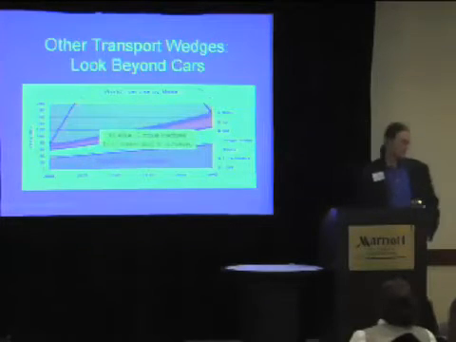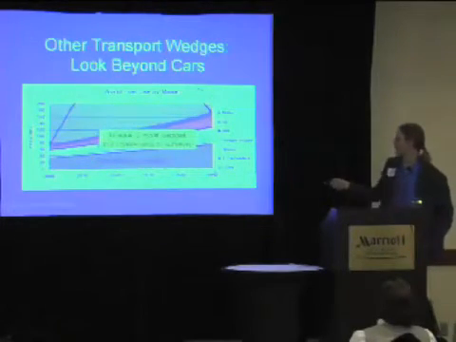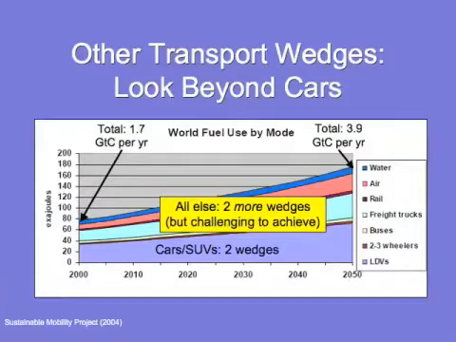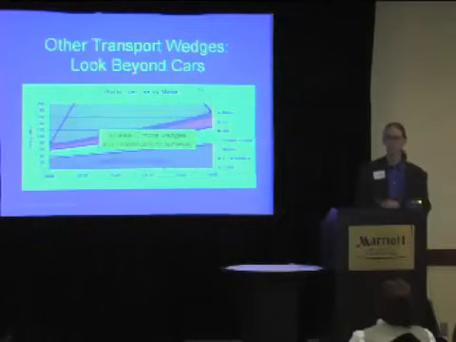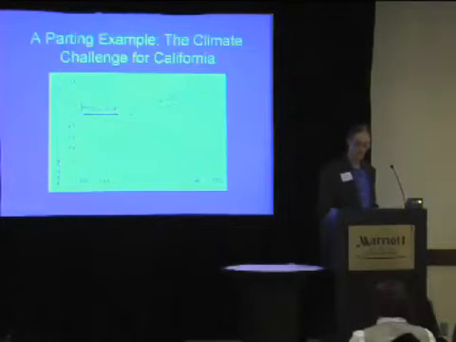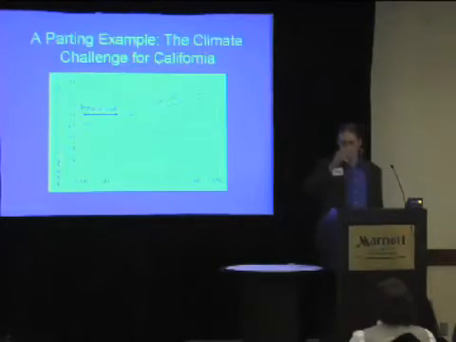And so as you can see, 2 can be removed by focusing on cars and SUVs, but there's 2 more if you can focus on the other elements of the transportation structure. However, I think that's more challenging. Not impossible, but more challenging. Maybe we can get 1 more wedge out of here, but probably not 2, without some very clever ideas.